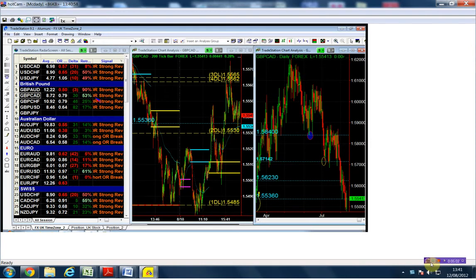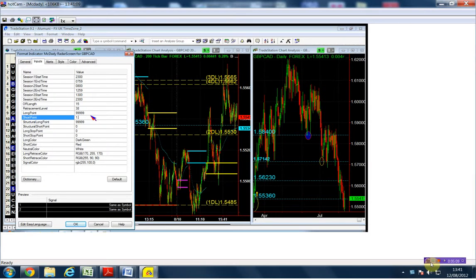So in this case, we're going to short the pound CAD below the structural point, which is the 155.36. It is going to be our structural short point. And of course, in this case, as always, it is going to be our stop.